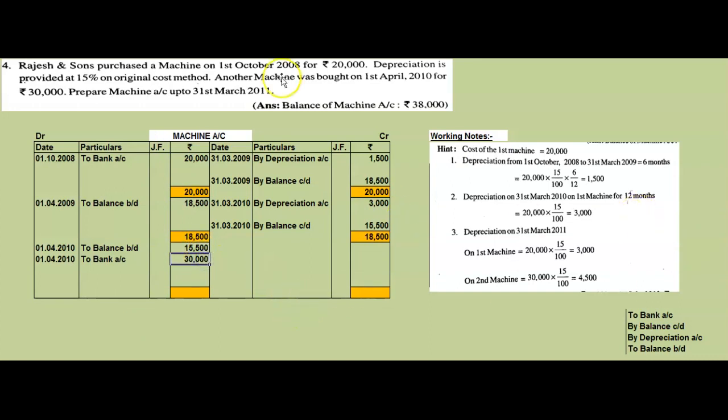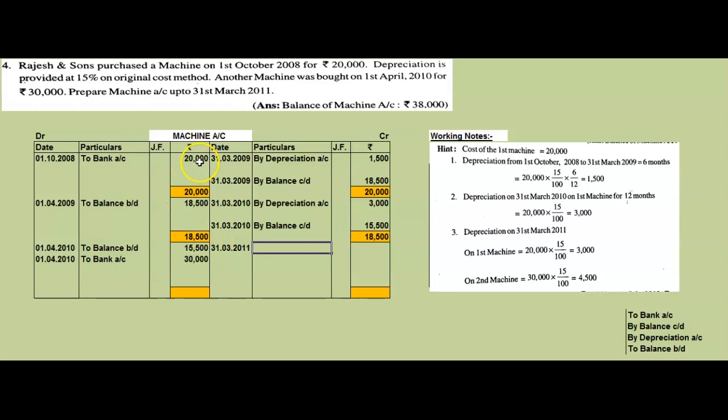How to take depreciation now? On this first machine, definitely we have to take 12 months depreciation, because it is from the opening, it is with us from 2008. But for this new machine, the added machine, what period do you have to take the depreciation? From the date of purchase. What is the date of purchase? 1st April 2010. 1st April 2010 to how much is the depreciation? Up to what period? 31st March 2011. So both the machines we have to take depreciation on what?